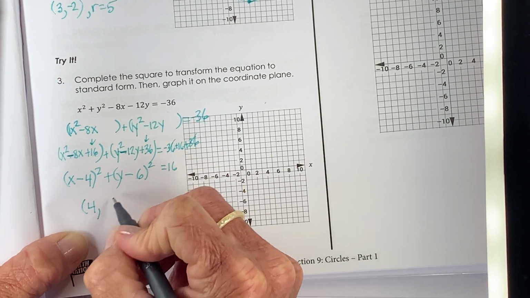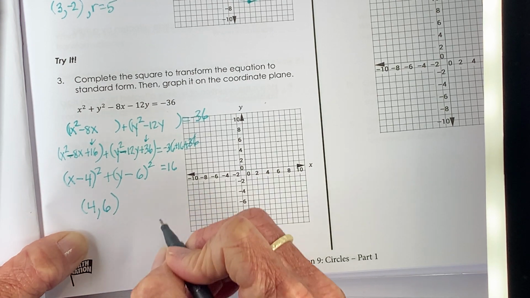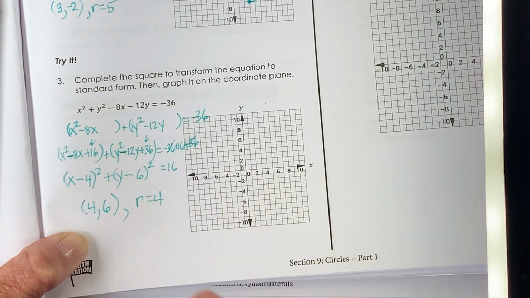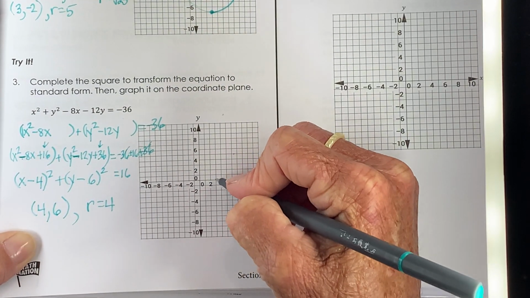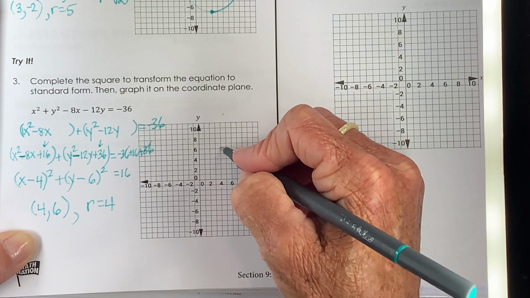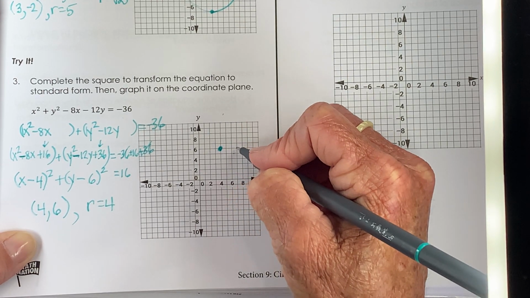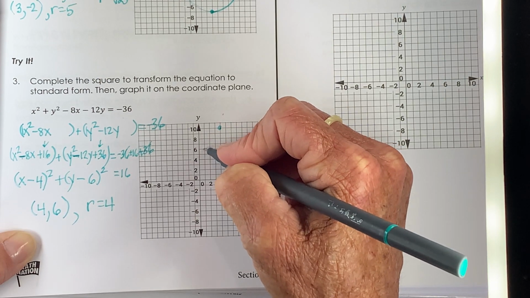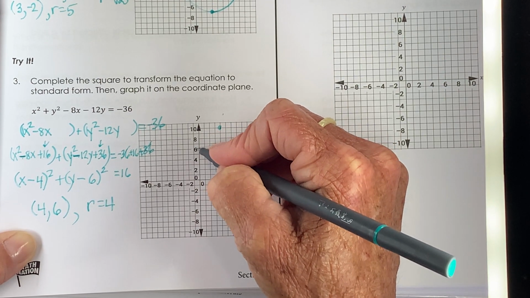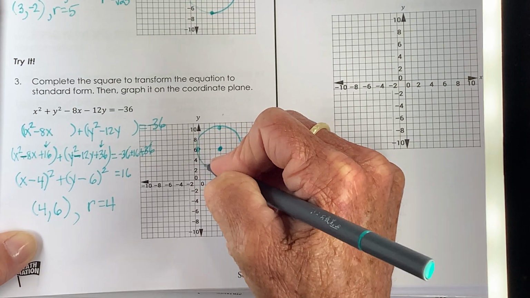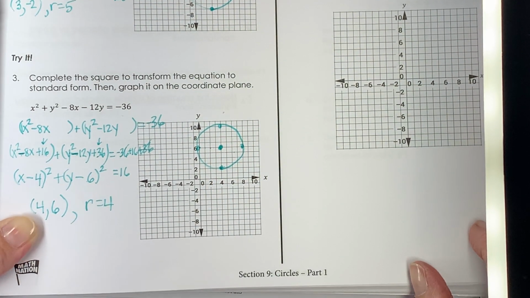A 4. What's being subtracted from y? A 6. And what was squared to give us 16? 4. All right, so this circle has its center at (4, 6), and then we'll go 4 in each direction. 1, 2, 3, 4 to get some good points through which to sketch our circle.